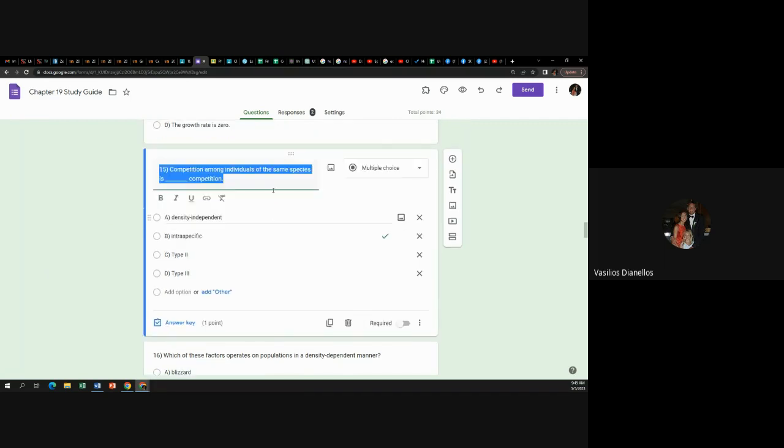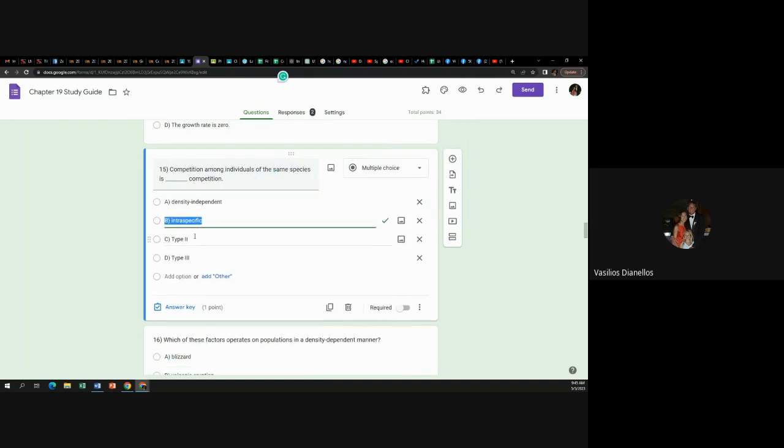All right, competition among individuals of the same species is what? And there's the key. We're talking about the same species, so that makes it intra-specific. Because if it was inter-specific, that would be between different species. If it's intra-specific, it's the same species. Any questions about that?